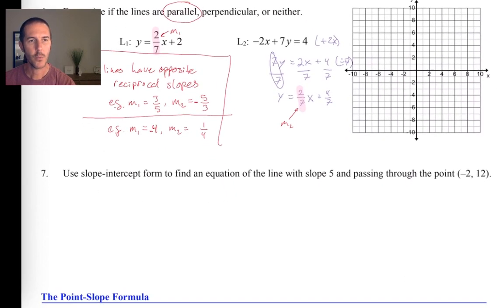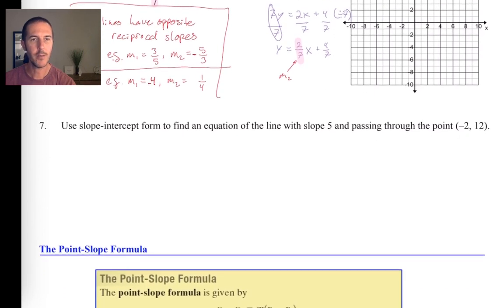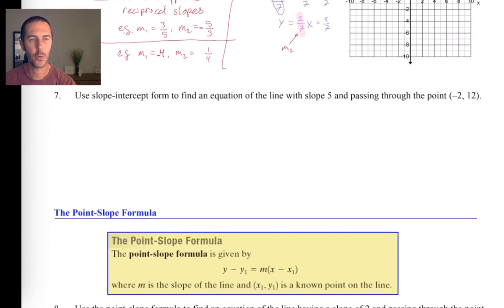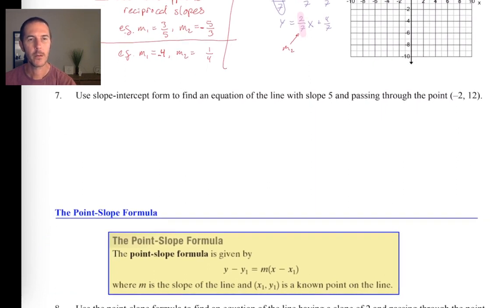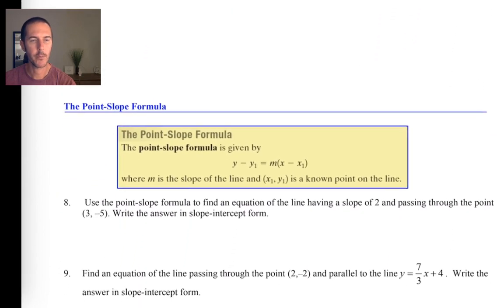Our next question wants us to use slope-intercept form to find an equation of a line with slope 5 that passes through those 2 points. Using slope-intercept to do that, you could do this, but I wouldn't recommend it. You could do it, but my preference would be for you to use the point slope formula.